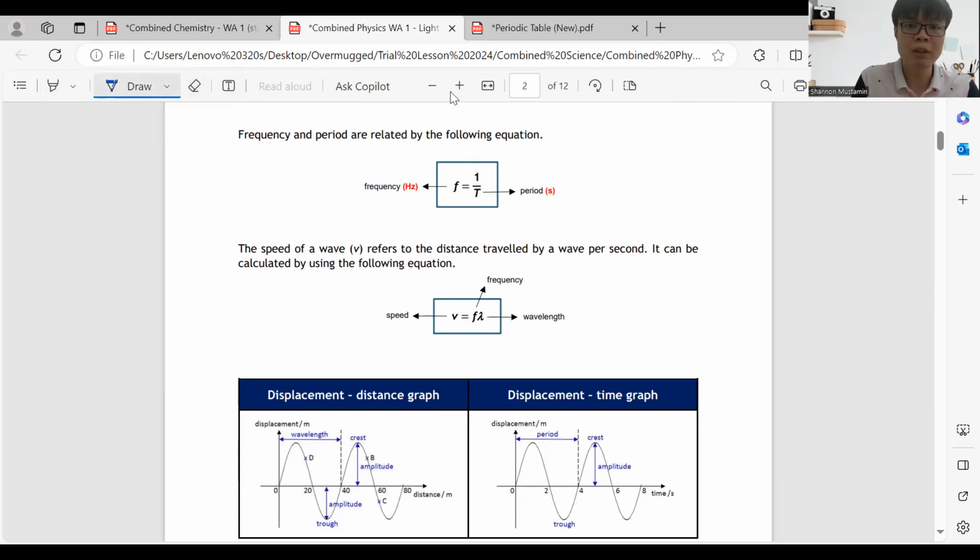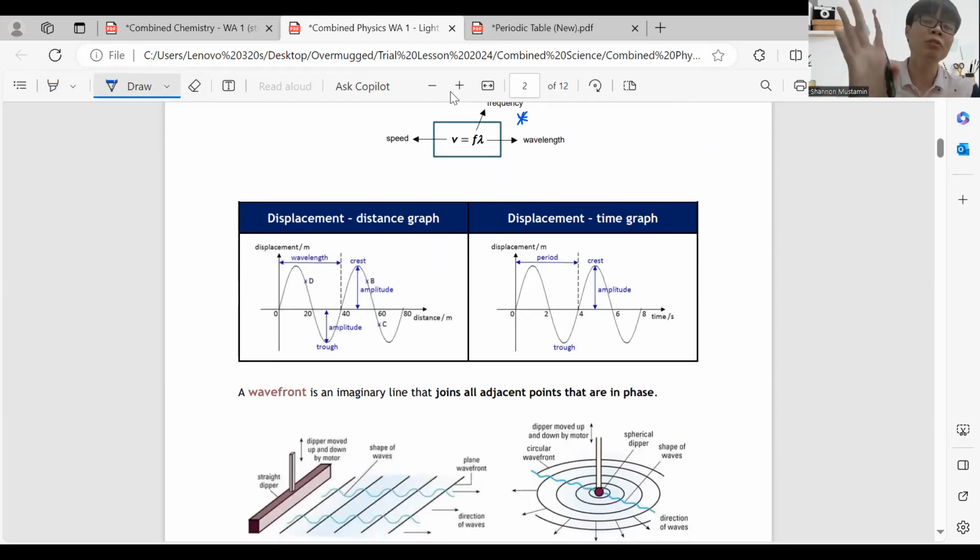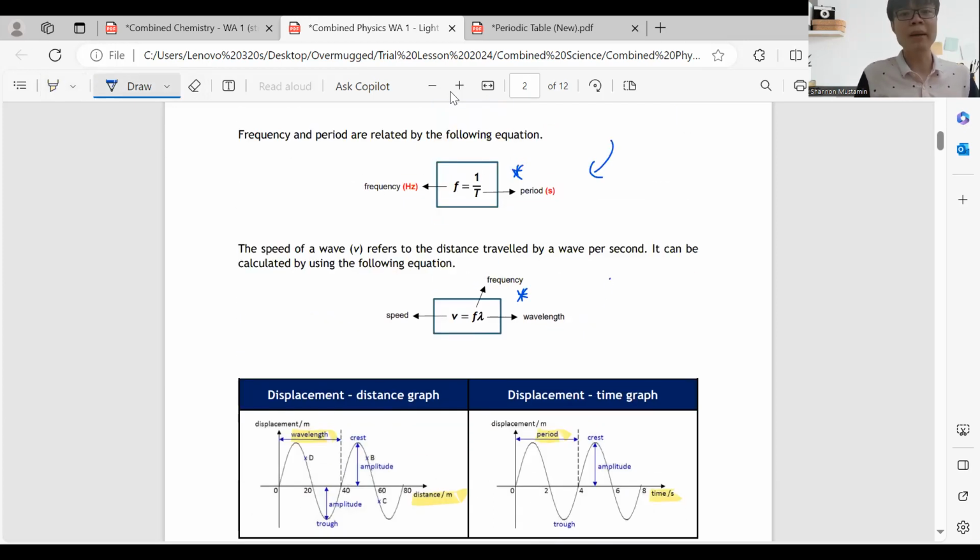Okay, so these two key formulas are very important because they link to other chapters in your wave exam. They will give you two different kinds of graphs. Displacement-distance graph, you can get wavelength. Displacement-time graph, you will get period. So look at the axis. The different type of graph is going to give you different information, and this is important. Why? Your whole wave chapter is about applying these two formulas. It's a matter of whether you can get the information out or not to do your calculations.